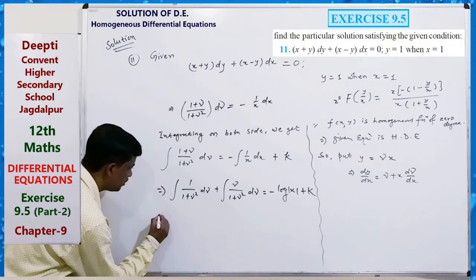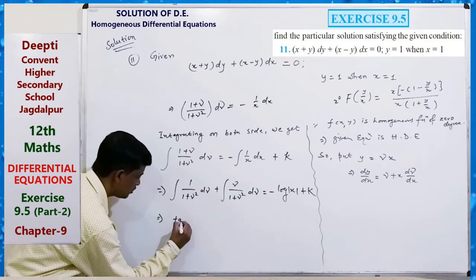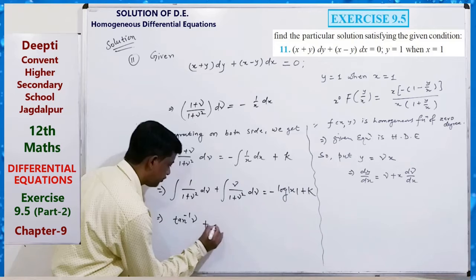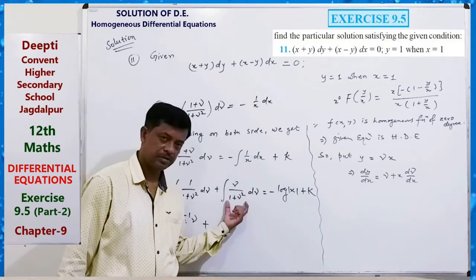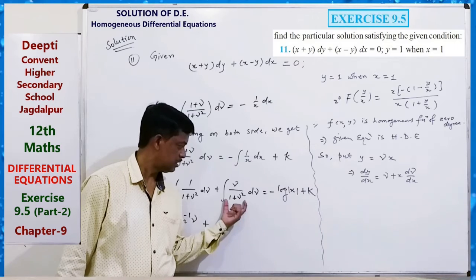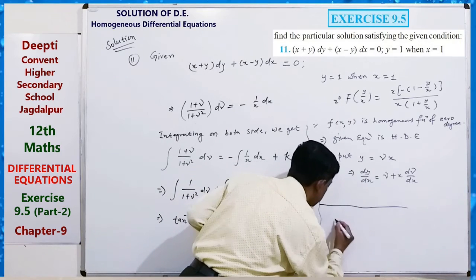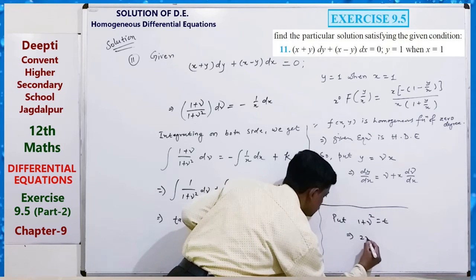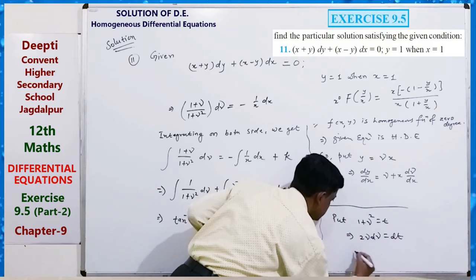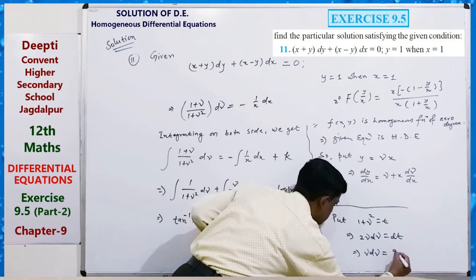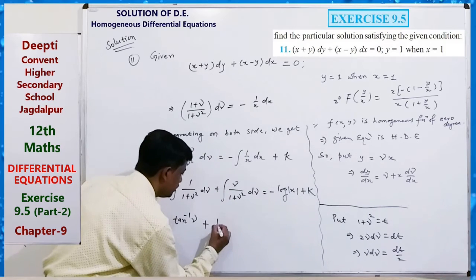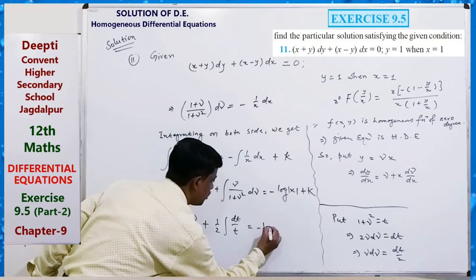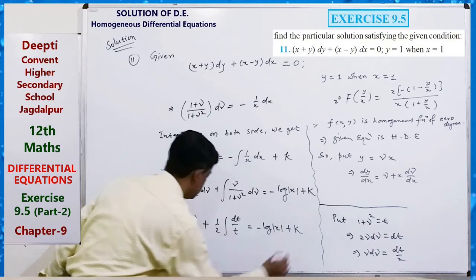So here we see that what? Tan inverse v plus, if we put this as t, put 1 plus v square equals to t, so implies 2v dv equals to dt. So v dv equals to dt by 2. So here 1 by 2 integration dt upon t equals to minus log of mod x plus constant k.